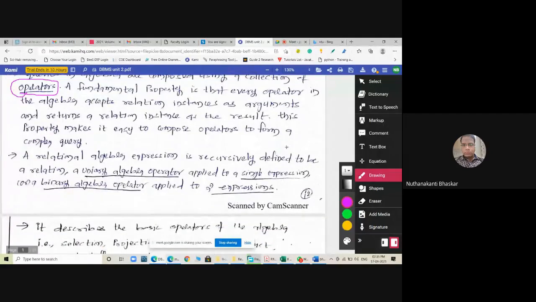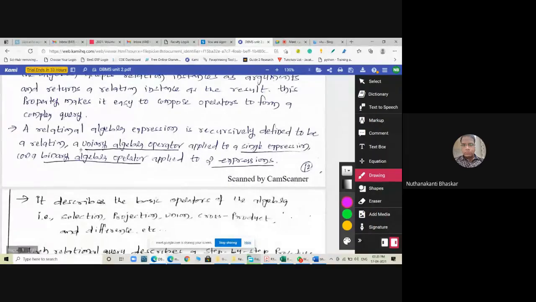In relational algebra we can use unary and binary operators. A unary operator is applied to only one operand. A binary operator must have two operands. Unary means only one, for example plus A. You know very well. How many operands are there here?